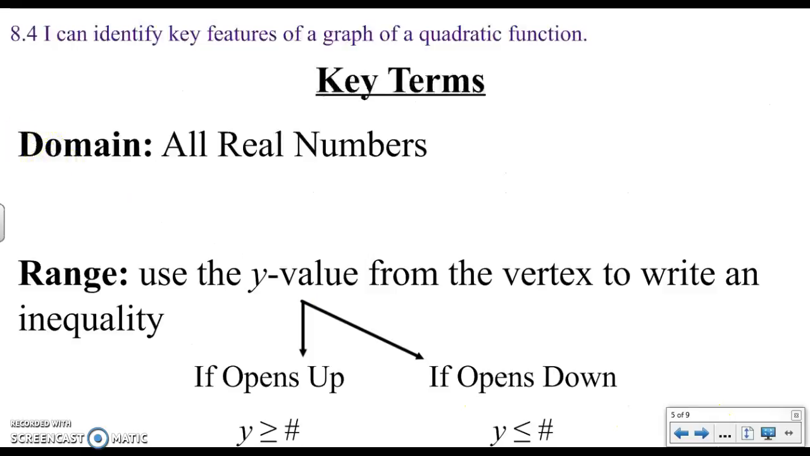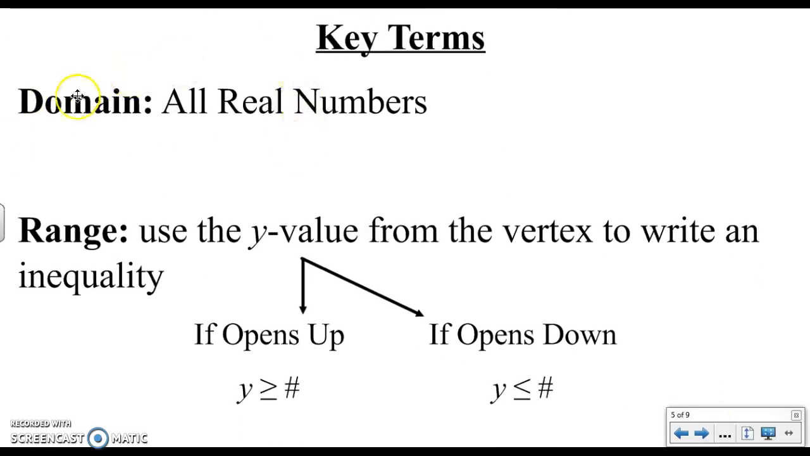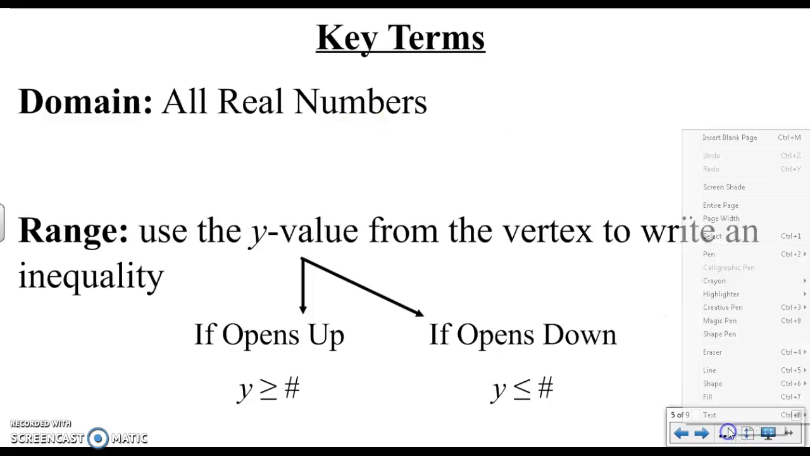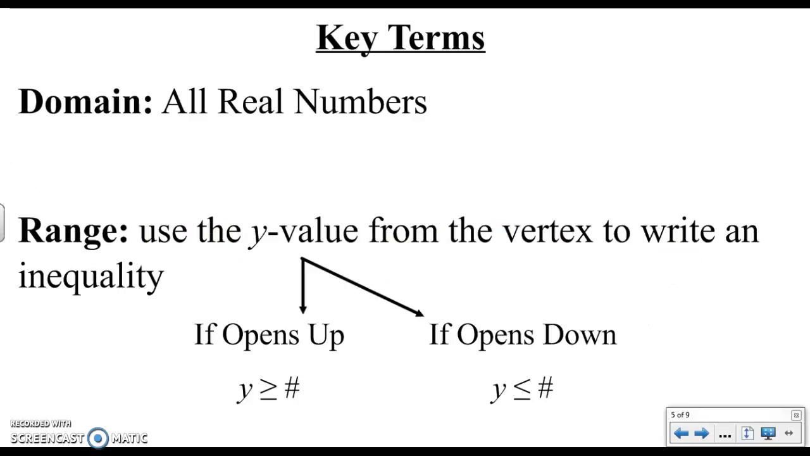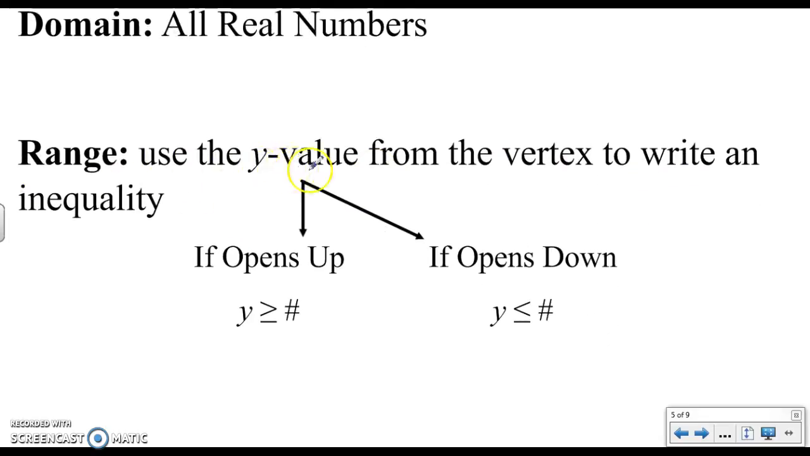More key terms. We haven't talked about these. Domain is always all real numbers for parabolas. I shouldn't say always, because sometimes parabolas open sideways, but we don't do those in Algebra 1 or Algebra 2. So, if the parabola opens up or down, domain is all real numbers. So, your domain for this unit should always be all real numbers. Your range is going to use the y value from the vertex.